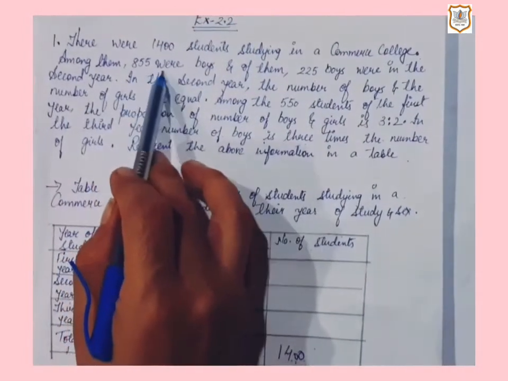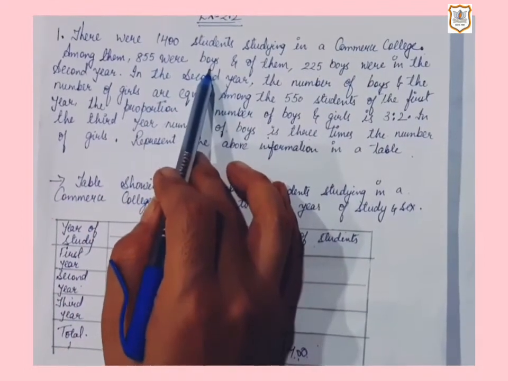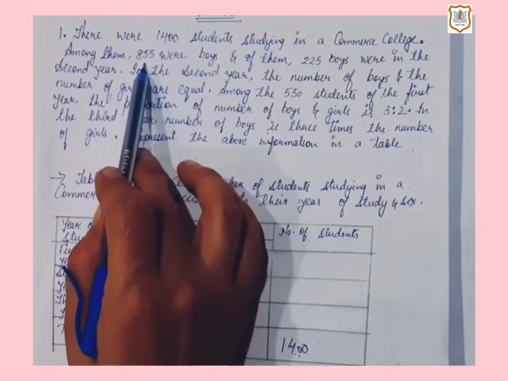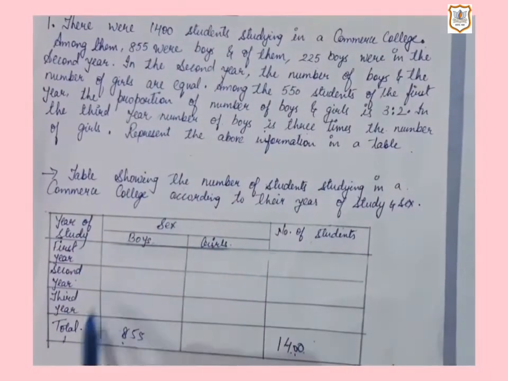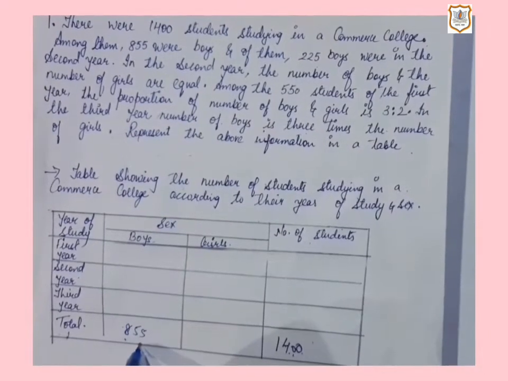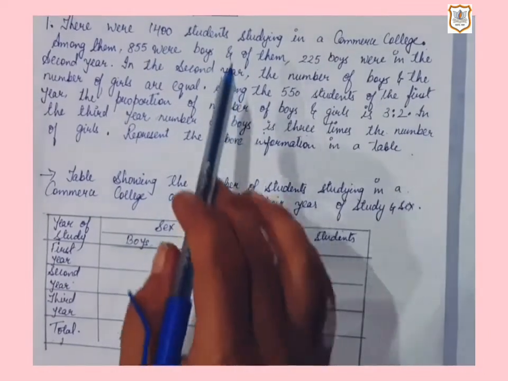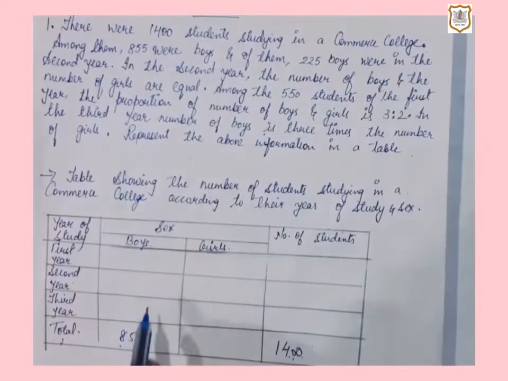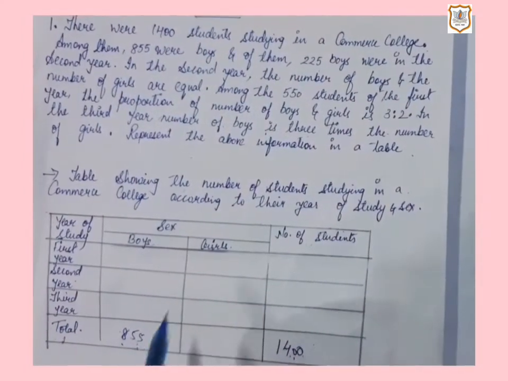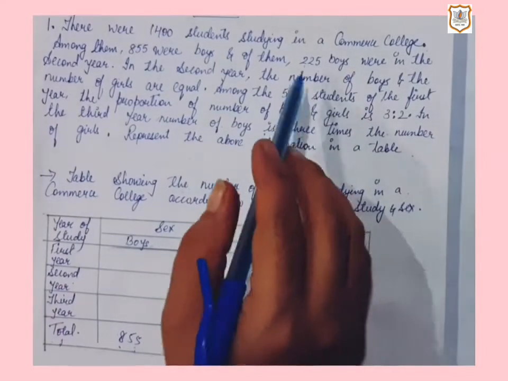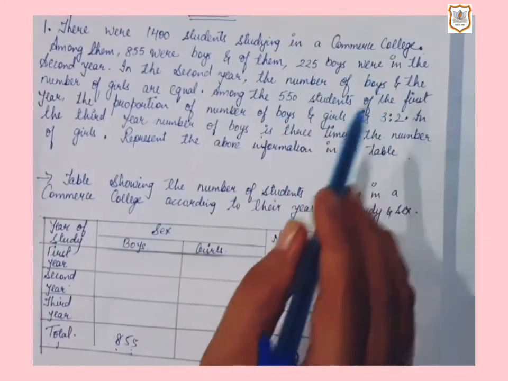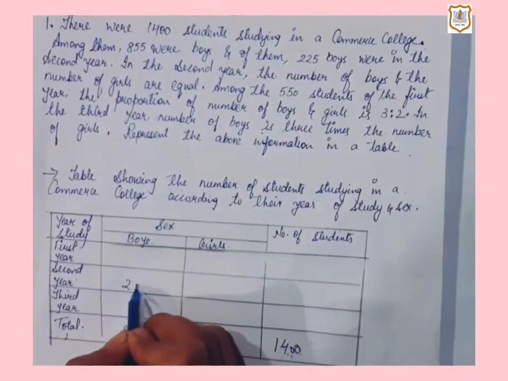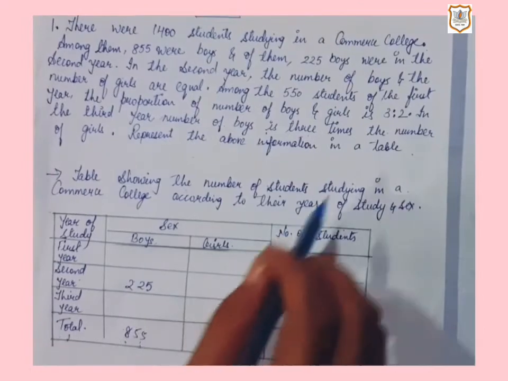Among them 855 were boys. That means out of 1400, 855 were boys. That means total boys were 855. This is boys column, this is total column. So here I have written 855. And of them 225 boys were in the second year. That means 855 were the total boys, and out of 855, 225 boys were in the second year. Boys column, second year column. So here I will write 225.